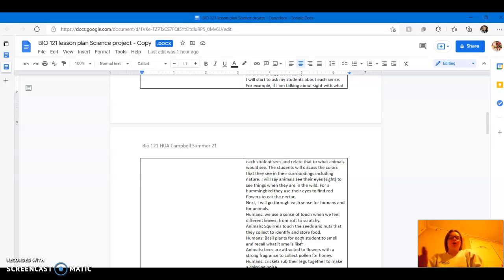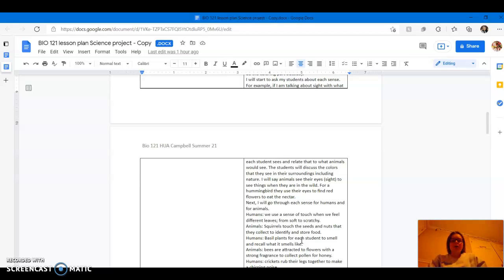For that, I'm going to be starting off with animals. Animals that you see with sight are eyes. So, a hummingbird is something that you see with your eyes, and it is a bird. And hummingbirds use their eyes to find flowers where they eat the nectar out of red flowers. They have to use their eyes to find red flowers to eat that nectar. And that's for animals. So then I'm going to talk about what that could be an example of for humans.